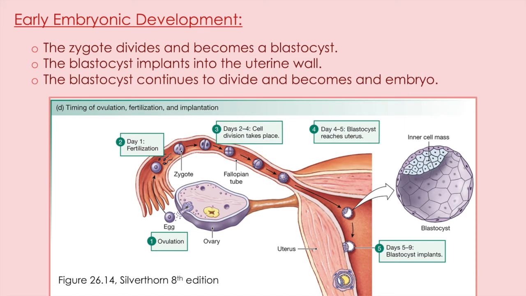The blastocyst secretes enzymes that allow it to invade the endometrium, and the endometrial cells will then grow around the blastocyst until it's completely engulfed. The blastocyst will continue to divide and eventually become an embryo.